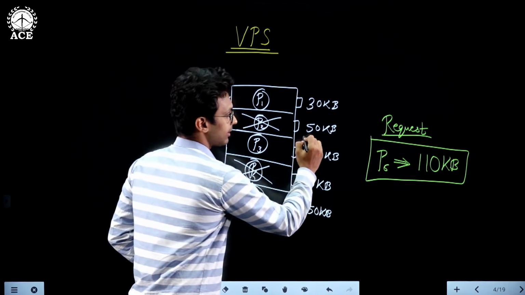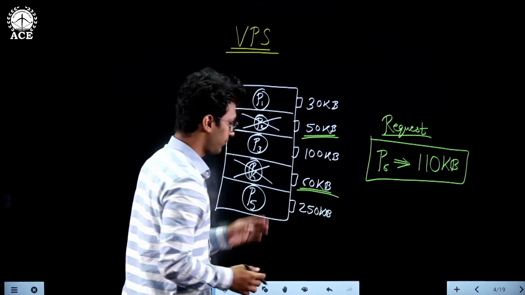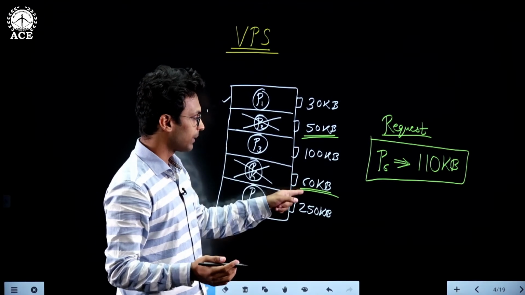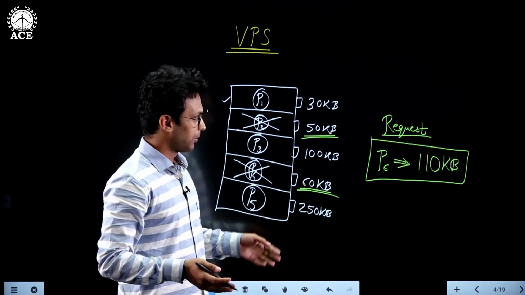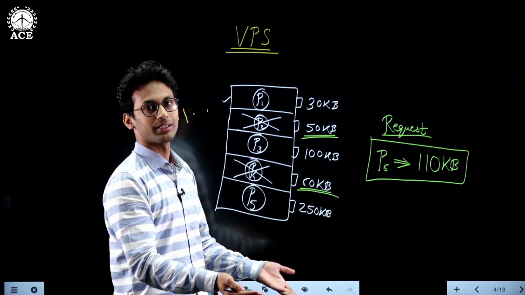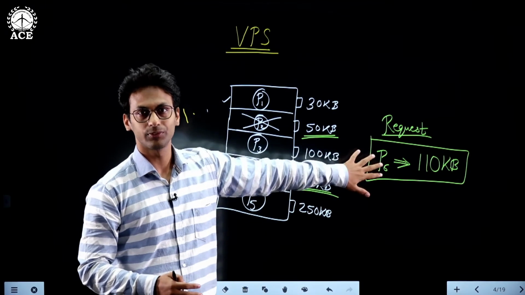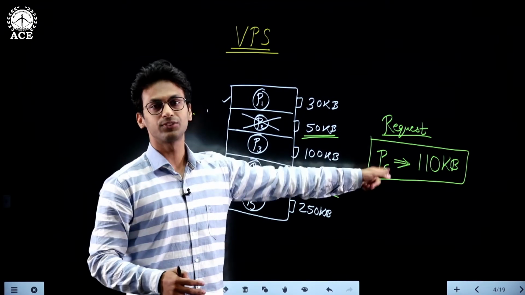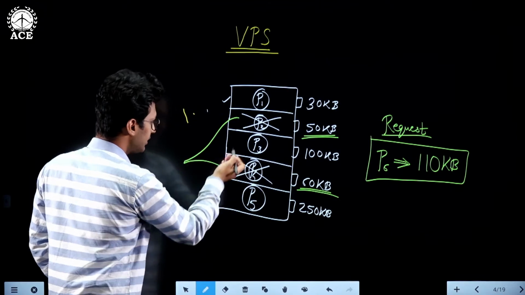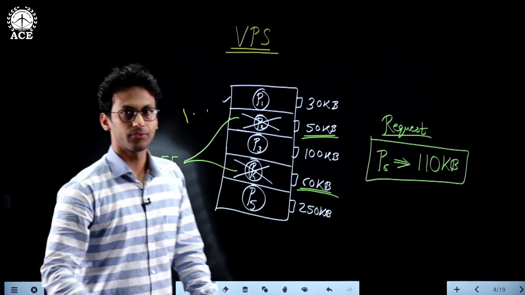Here a 50 KB slot is free because P2 is done. A 60 KB slot is free because P4 is done, isn't it? 50 plus 60 is 110. But 110 KB is available, just not contiguously. That is why we won't be able to satisfy this P6 request. Are you getting it? So that is what is called external fragmentation.